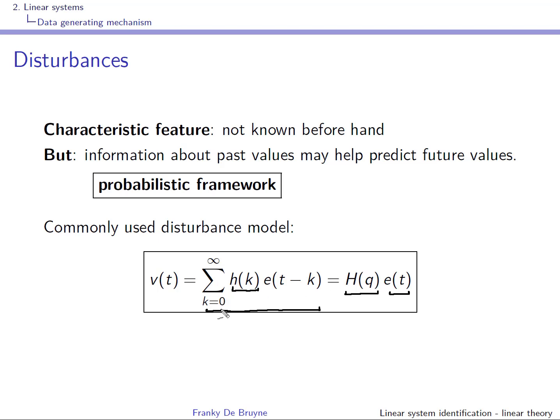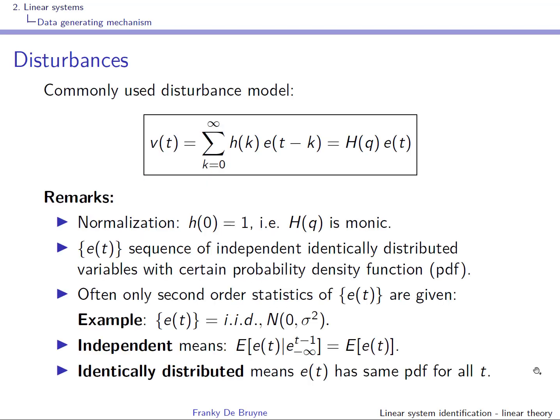And the indices here range from 0 to infinity. So here we assume that there is a direct link between e of t and v of t. So this is the disturbance model that we're going to use, and it looks a lot like the disturbance model that you've used in the course of model predictive control.